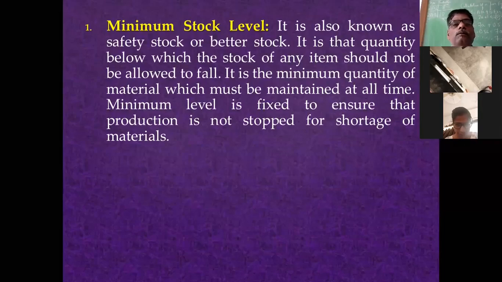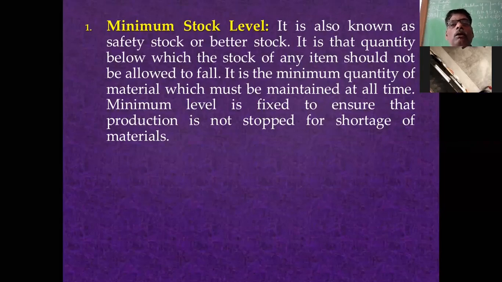Second level of stock is minimum stock level. This is already explained yesterday. Minimum stock level means minimum stock or safety stock that you have to maintain in the store. How much quantity do you have to maintain minimum? What is the minimum stock to be maintained in the store? That level of stock or quantity of stock is called the minimum stock level.